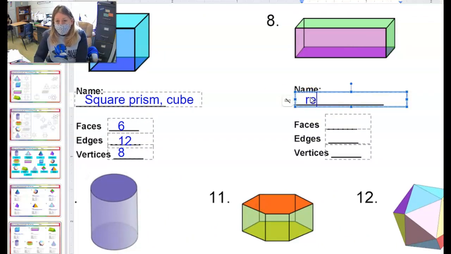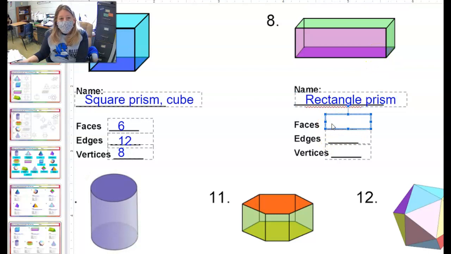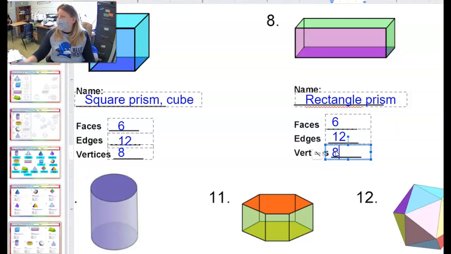Okay. This person who made this assignment called this a cuboid. Normal people call this a rectangular prism. It's not a square prism because not all the sides are square. It's a rectangular prism because the bases are rectangles. Faces, edges, and vertices of a rectangular prism are exactly the same as in a square prism because it's just stretched longer. So it's still 6 faces, 12 edges, and 8 vertices.